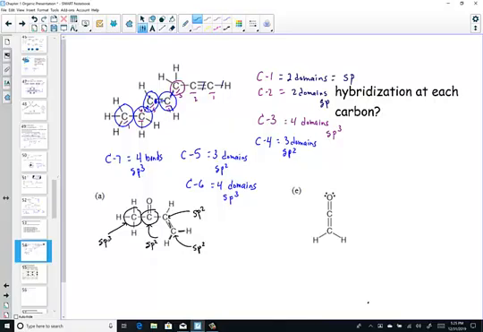It's kind of easier if you just practice. Here's a carbon with 2 domains. So therefore, it's linear with an sp hybridization. And this carbon has 3 domains. Therefore, it's an sp2 trigonal planar hybridized carbon.